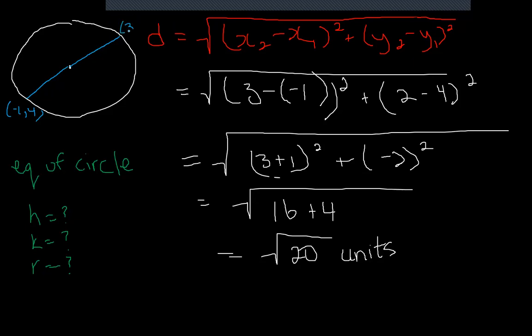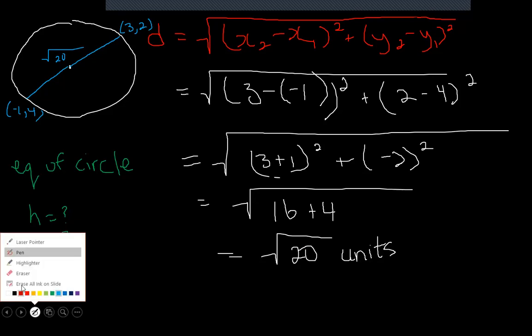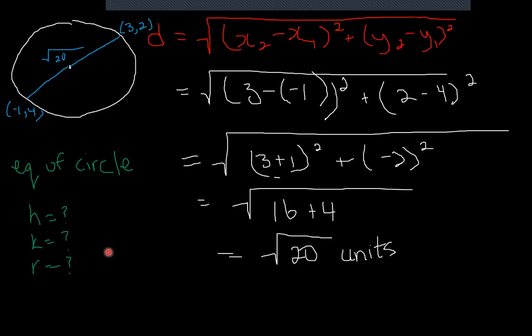Minus 1, 4. And 3, 2. What we just found is the length of this blue line. So let me put it in blue. Root 20 units. But we don't need the diameter. We need an h, we need a k, and we need an r.